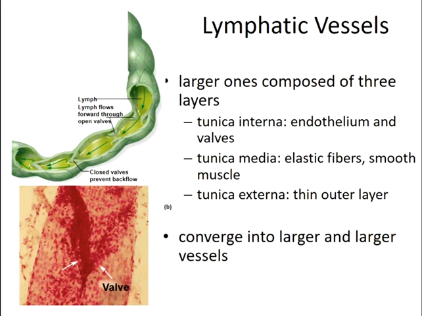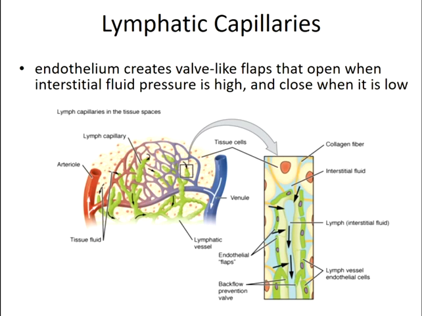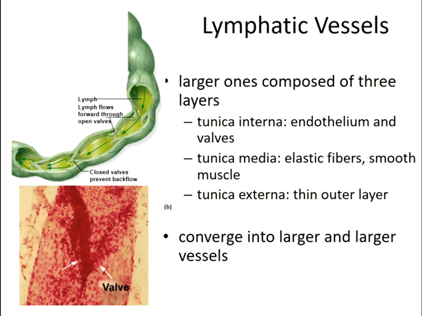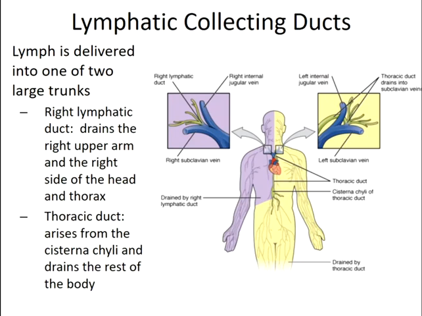All right, so your lymphatic vessels, the larger ones have the three layers. Like we saw, capillaries just have that single layer, just like regular blood capillaries have a single layer of endothelial cells made up of simple squamous. Your larger lymphatic vessels have the three layers: the tunica intima or interna, the tunica media, and the tunica externa. And then they get larger and larger vessels as they make their way up to eventually depositing into the right and left subclavian veins. So we're going to talk about that here in a moment.